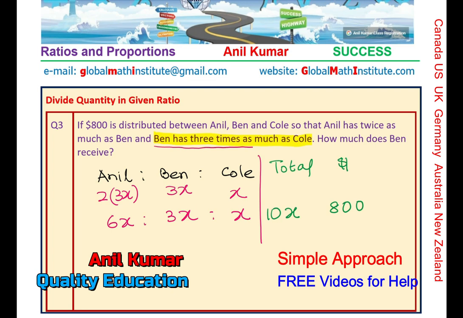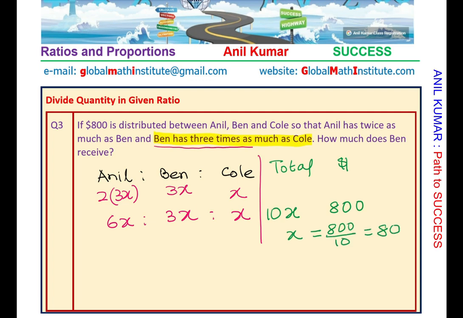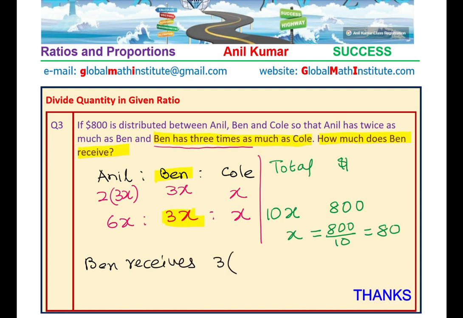So x is equal to what? From here we can say x is equal to 800 by 10, which is 80. So once we know what x is, we can find how much amount each one will get, right? We are mainly interested in how much Ben receives. So Ben receives 3x. So we can now write down our answer. Ben receives 3 times x, which is 80, right? Which is $240. Perfect.